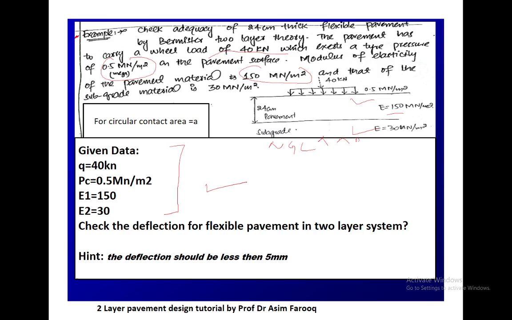I would just give you one hint to go into more detail. The deflection should be less than 5 millimeter. It means that we would like to allow a maximum deflection of 5 millimeter, which is again recoverable, according to the pavement definition that the pavement is alive. It can contract and it can come back to its original position. Okay, expand and contract.